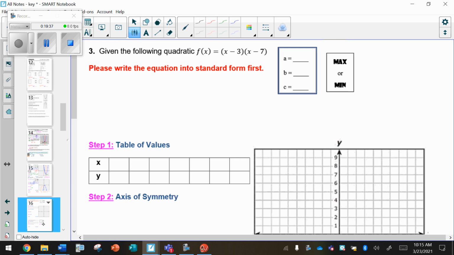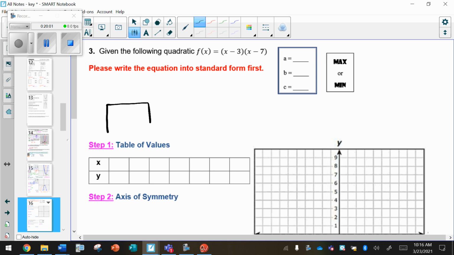Okay, here's another one. This one is already given in factored form. So to pick out our a values, b values, and c values to figure out if it's a max or a min, we have to put our equation into standard form first. How do we do that? Well, it's actually pretty easy. There's two ways. There's the fast way and then there's the long way.